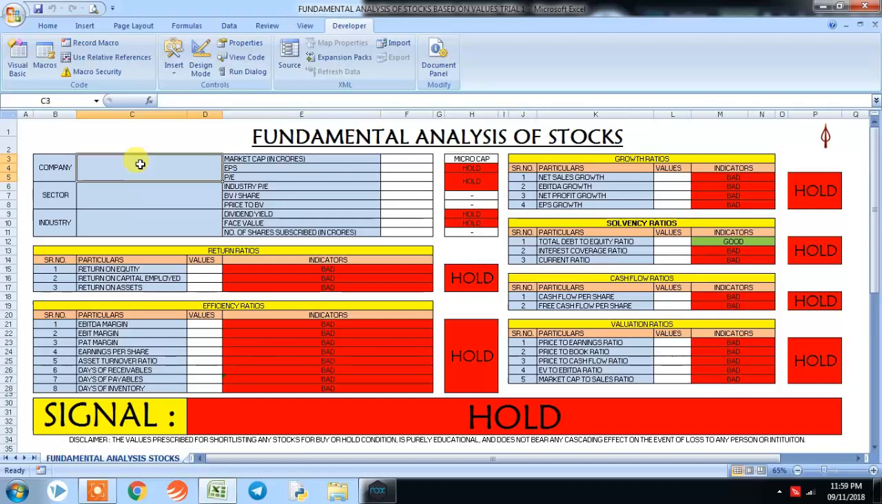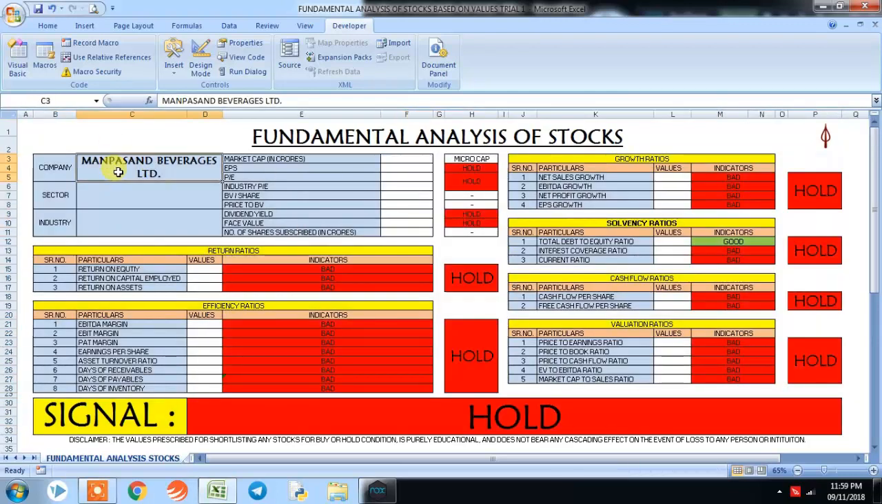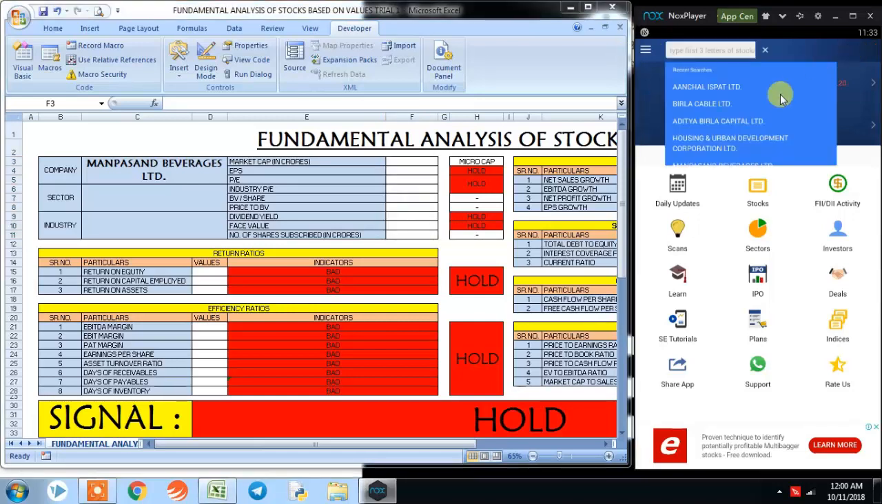The stock being taken today is MANPASAND Beverages Limited. The Excel spreadsheet in front of you is an Excel program wherein we put financial data of a particular stock and arrive at a signal or a conclusion as to whether to invest in that particular stock or not at this point of time. The fundamental data are taken from an app known as the Stock Edge app. So let's go to MANPASAND Beverages Limited.